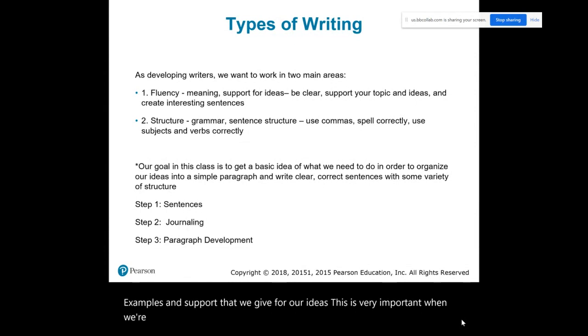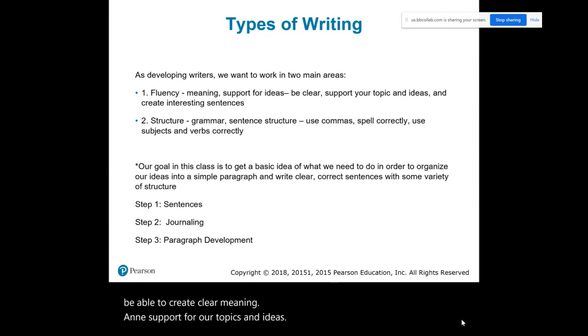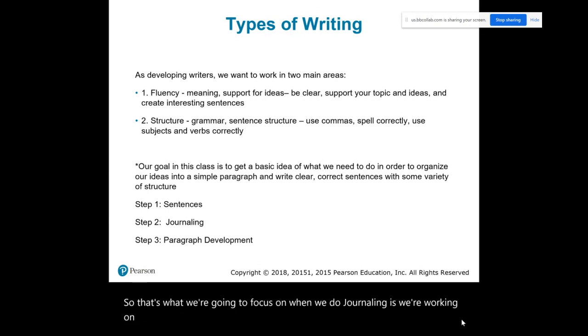So we need to have good subjects and verbs, but we also need to be able to create clear meaning and support for our topics and ideas. And we want to learn how to make interesting sentences. Okay? So that's what we're going to focus on when we do journaling, is we're working on our fluency writing.